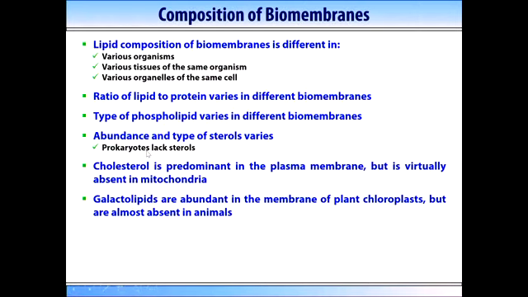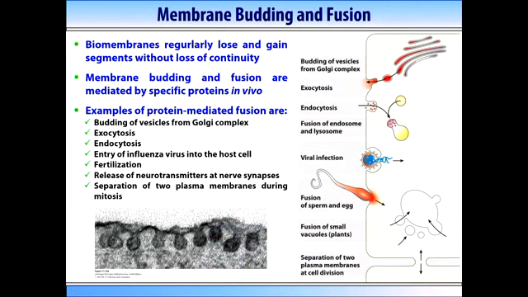So exocytosis is when the vesicles with some content are secreted, and endocytosis is when some nutrients, for example, are engulfed into the cell. Quite often, entry of different viruses such as influenza has a stage when the whole viral particle is engulfed into the cell through this endocytosis-like process. Okay. Release of neurotransmitters at nerve synapses.